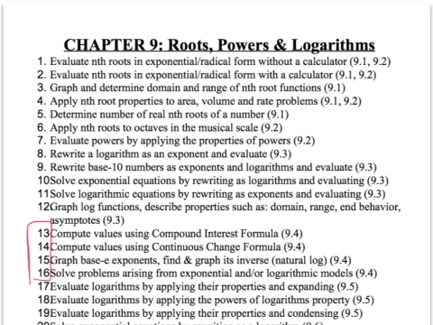14, we're going to use the continuous change formula. 15, we're going to graph base E exponents and find the graph of their inverses, which is called natural log. And then 16, solve problems that arise from exponential or logarithmic models. So let's go ahead and do that.